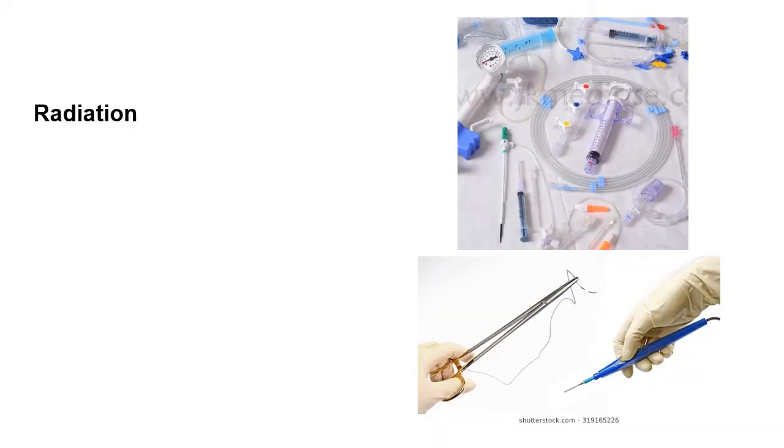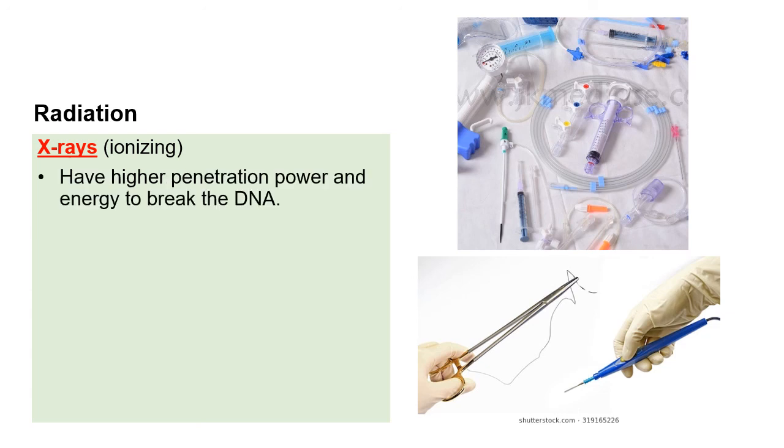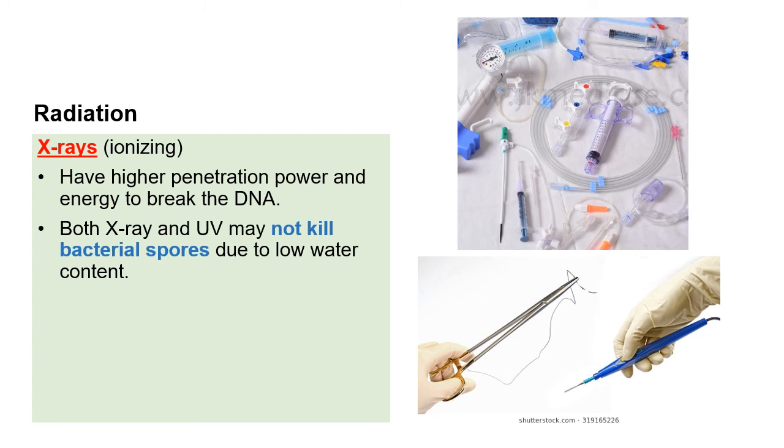Another type of radiation that is used for sterilization is X-rays, the same X-ray that we use for the patients, for taking an image of the chest, for example. But this time we use it also for sterilization. Why do we use X-ray? Because they have higher penetration powers and they can penetrate the tissue and also the equipment, and has higher energy to break any DNA inside the equipment.